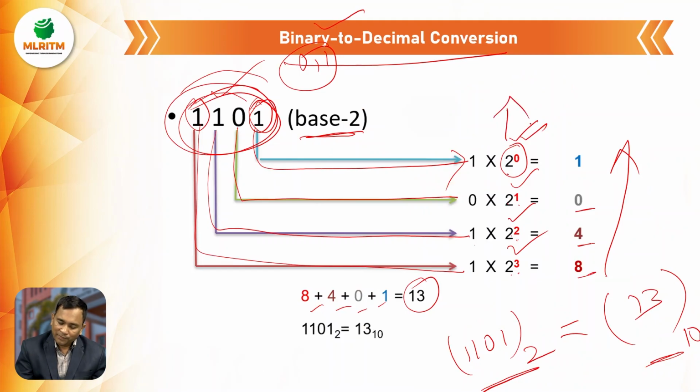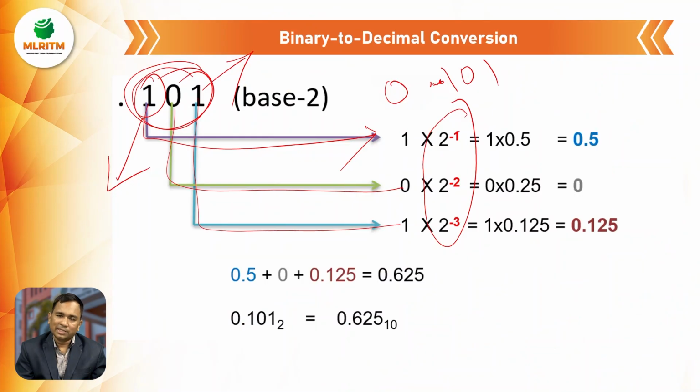What is the previous value? For example, it is 2 power 3, 2 power 2, 2 power 1, 2 power 0, and the previous value is 2 power minus 1. So that 2 power minus 1 starts here. After the fraction point, the first value is 2 power minus 1, the next value is 2 power minus 2, and the next value is 2 power minus 3. So like this, my binary input value is converted to decimal, but all are fractional values.